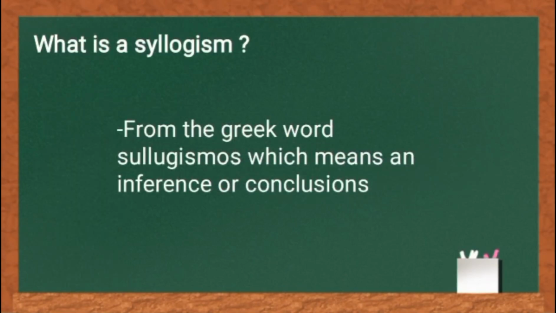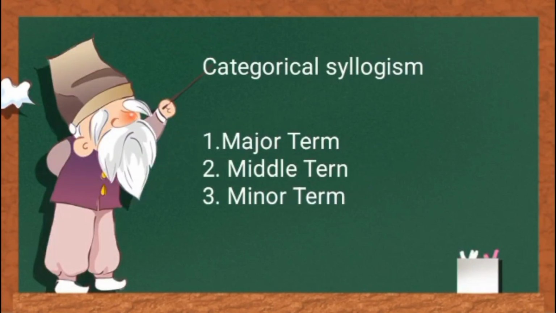What is a syllogism? From the Greek word syllogismos, which means an inference or conclusion. According to Aristotle, syllogism is a proportional expression. There are three terms in a categorical syllogism. First, major term. Second, middle term. Third, minor term.